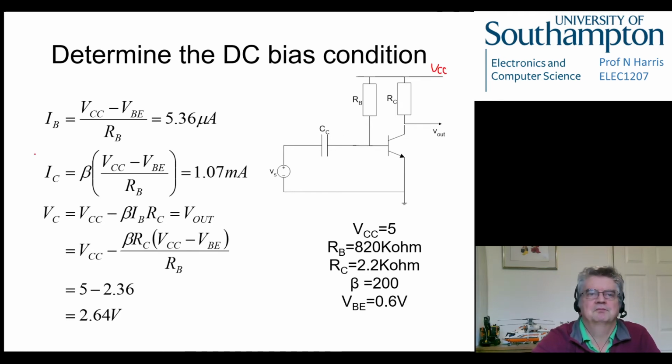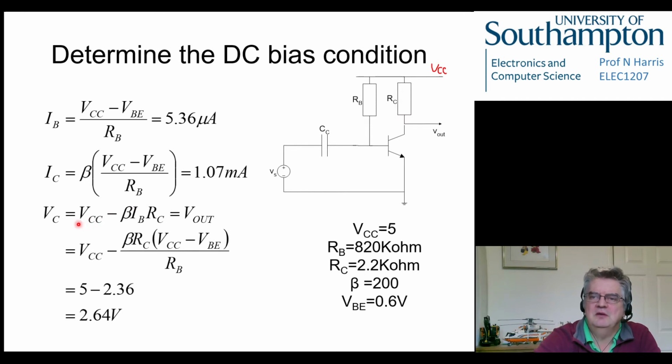Okay. So we've got that, and that's good. We've got current going through here. So if we know the voltage at this end is VCC, and we know the current flowing through here, which is 1.07 milliamps, and we know the resistance, which we do, it's been told to us, 2.2k, then we can work out the voltage at the other end.